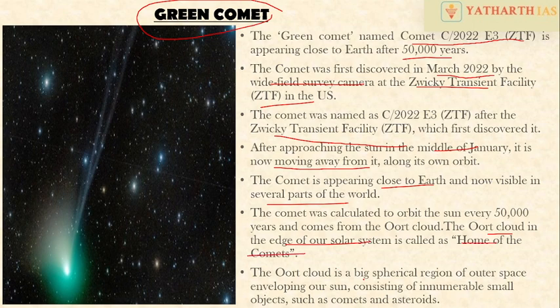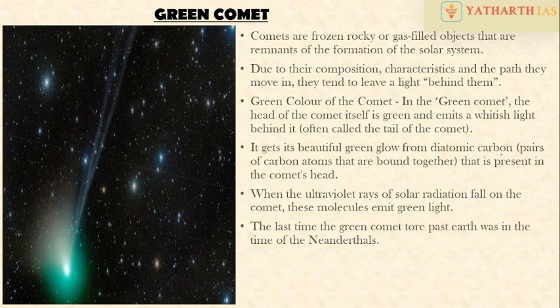The Oort cloud is a big spherical region of outer space enveloping our sun, consisting of innumerable small objects such as comets and asteroids. Comets are frozen rocky or gas-filled objects that are remnants of the formation of the solar system. Due to their composition, characteristics and the path they move in, they tend to leave a light behind them. The green color of the comet.